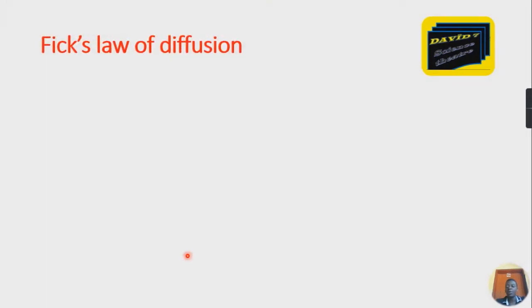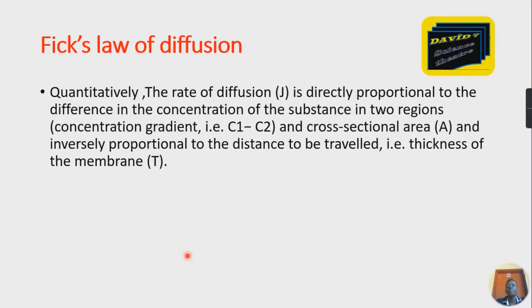There is a man who quantitatively classified simple diffusion by his law. It states that the rate of diffusion is directly proportional to the difference in the concentration of the substance, which you can call the concentration gradient. Therefore, it is directly proportional to the concentration gradient, that is, C1 minus C2, and the cross-section area, that is A, and also inversely proportional to the distance to be traveled, which is the thickness of the membrane.